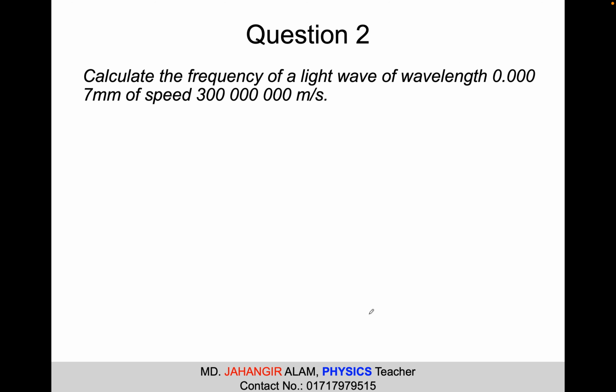Now question number 2. Calculate the frequency of a light wave of wavelength 0.0007 millimeter, with speed 3 × 10^8 meters per second. Remember, we have to calculate the frequency here.